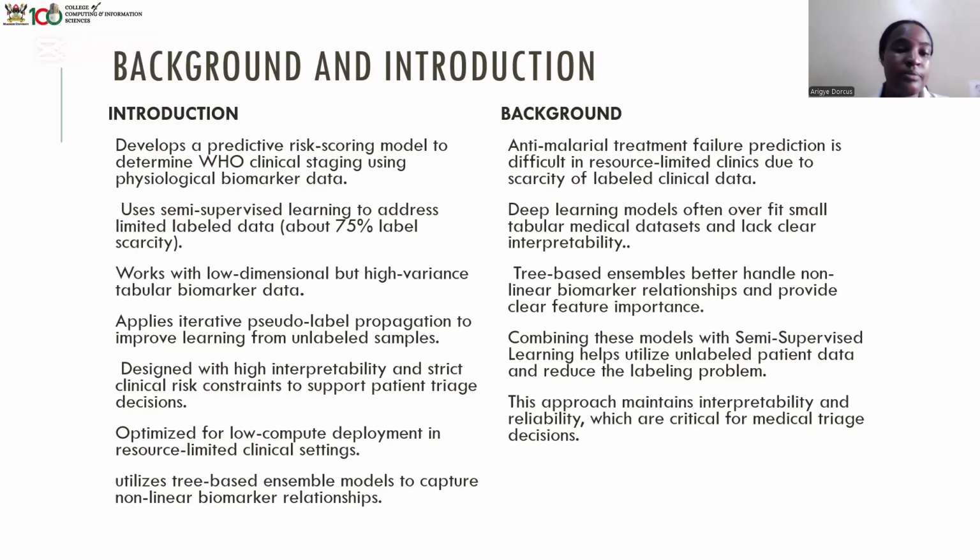We selected tree-based ensemble approaches instead of deep learning because our dataset is tabular, relatively small, and requires interpretability for clinical use. Additionally, the system is optimized for low compute environments since many health facilities in Uganda lack high-performance computing infrastructure.